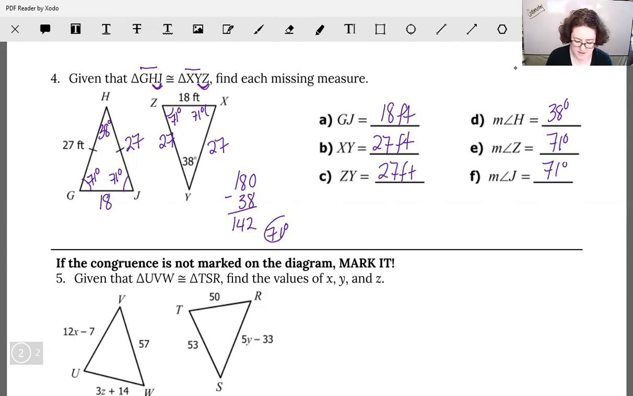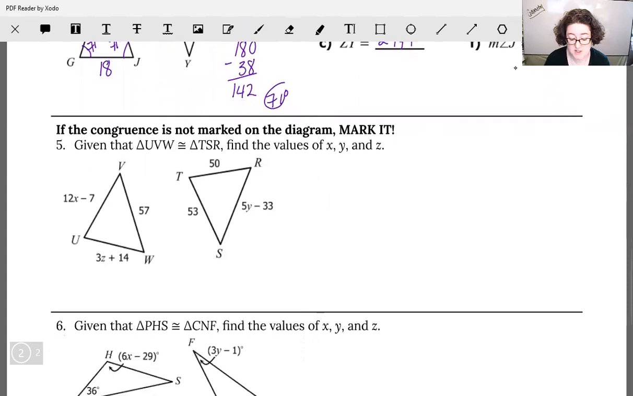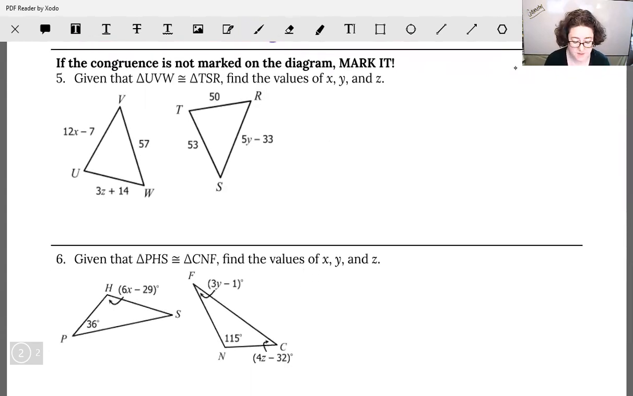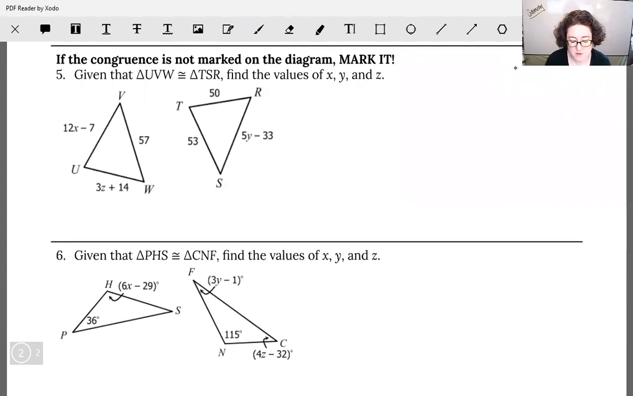Alrighty, so in number 5, we're upping the ante a little bit. Not just straight out measures, we've got some expressions in here to work with. So we are given that triangle UVW is congruent to triangle TSR. We need to solve for x, y, and z. And we cannot put all 3 of those in the same problem. So I'm going to focus on one at a time.